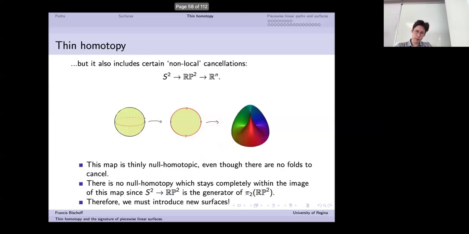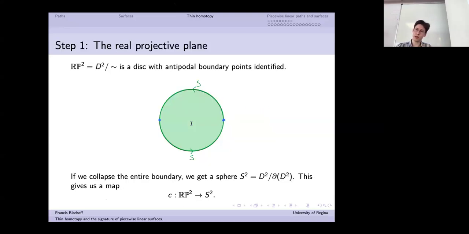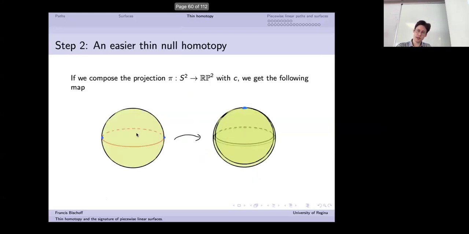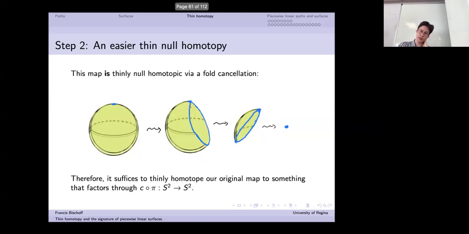So now if we compose this map here, the map from S2 to RP2, with the map that collapses the boundary to a point, we get a map from a sphere to a sphere, which takes the equator and shrinks it to a point, and it twists the sphere up onto itself. And now this does have a fold cancellation. I can take this blue dot, the blue dot corresponds to the equator, and I can open it up and fold the surface, and cancel this fold.